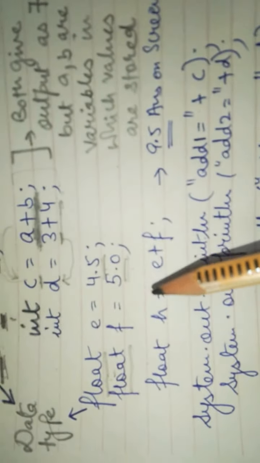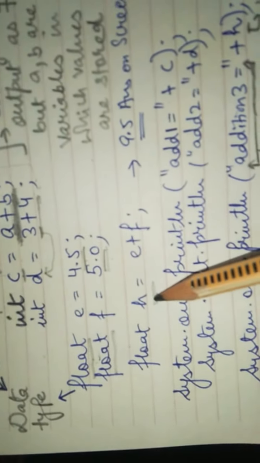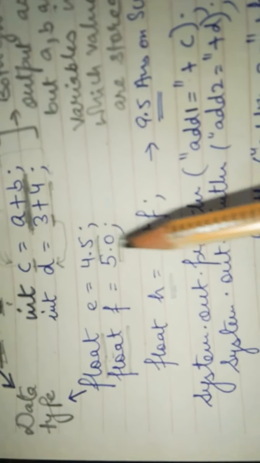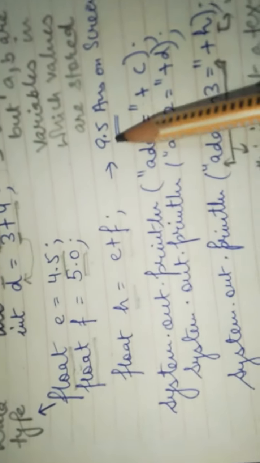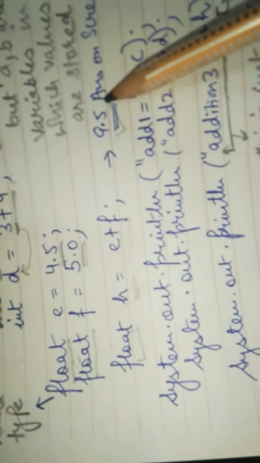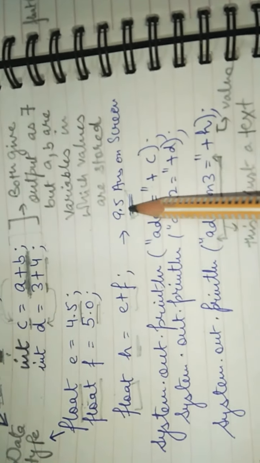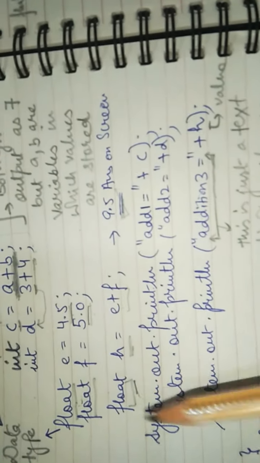So it is showing us the result that we have taken h variable and we are adding e plus f. E is having 4.5, f is having 5.0. So the answer will become 9.5, right? Because we have taken here float variable, right? So the answer will be 9.5. So this is showing us how we can hold the decimal point values with this data type.